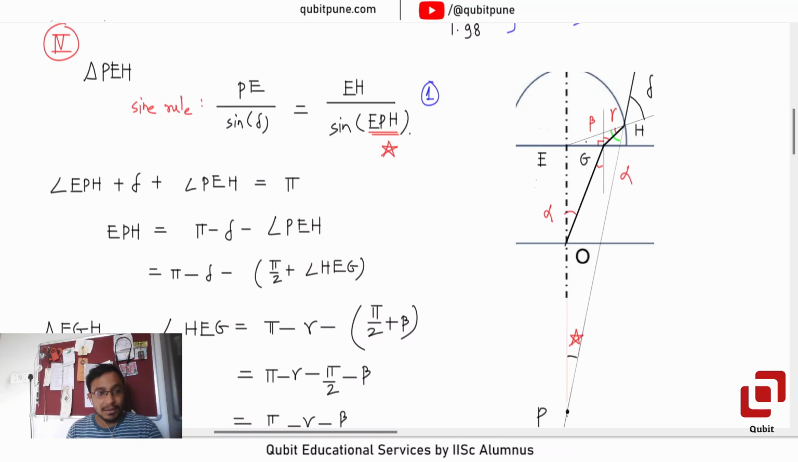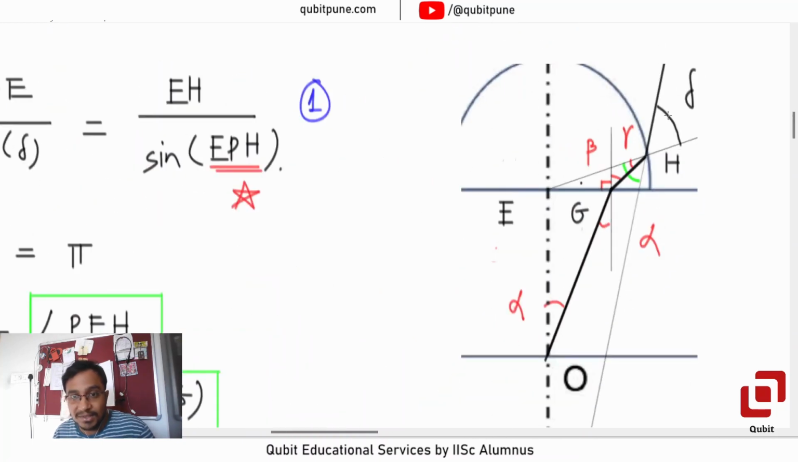All our focus is now on finding EPH, because that will help us in finding PE. So EPH is pi minus delta minus angle PEH. Now if we come to angle PEH, we know that it is pi by 2 plus HEG. Look here, what is PEH? PEH is this whole angle.